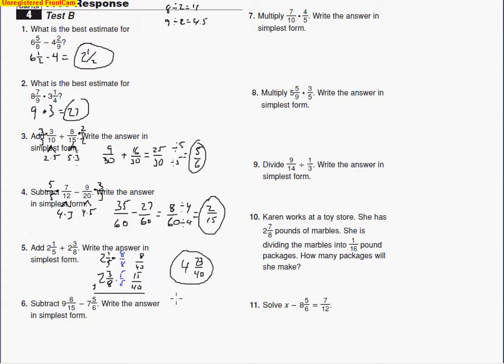Well, in the next problem, I end up having to subtract, and so I need to watch for the borrowing that can go on here. So 9 and 8/15, and then I have 7 and 5/6.